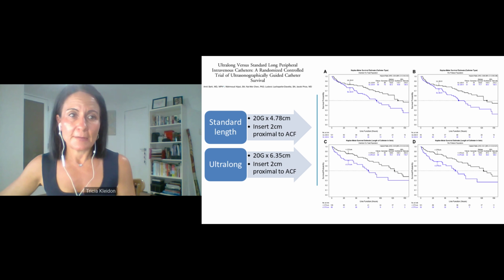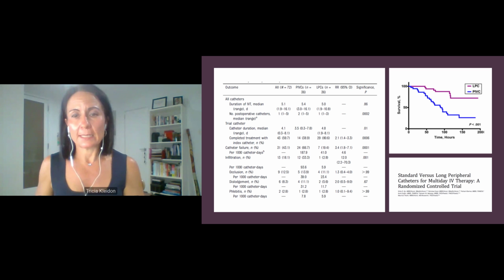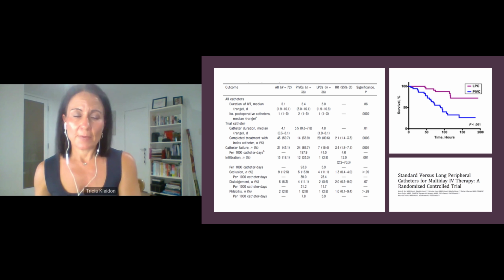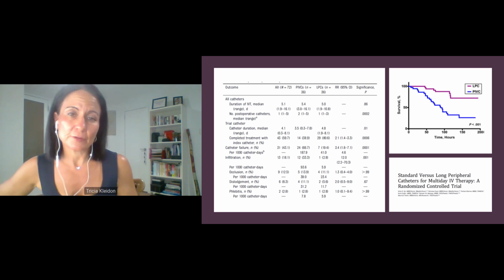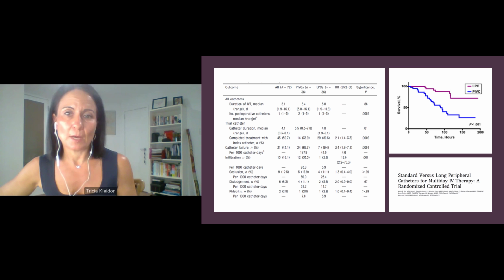So then if we look at similar studies in children, Quinn and colleagues undertook a randomised controlled trial comparing the long PIVC to standard length PIVCs, albeit with a small number. This was a randomised controlled trial though. 72 children aged between 1 and 17 years were randomised to receive either a standard length PIVC or a long PIVC.